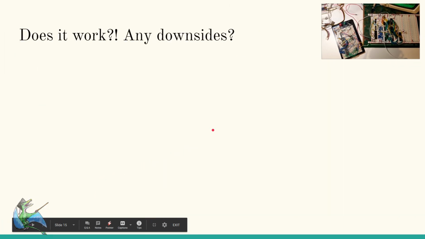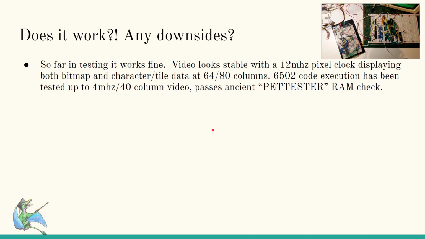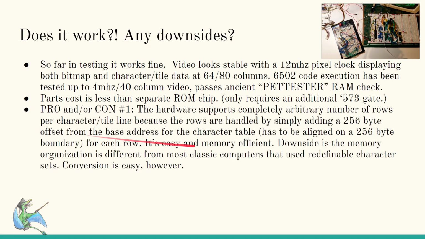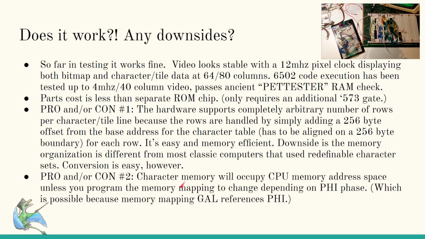So does it work? Yes. So far in testing, it works. It seems to work up to the 6 megahertz CPU or 12 megahertz pixel clock I mentioned, and the 6502 is actually capable of running code now. The parts cost a little less than a separate ROM chip. I mean, these ROM chips are very cheap. These flash chips are only like $1.50 each, but a latch is still cheaper. Anyway, yeah.